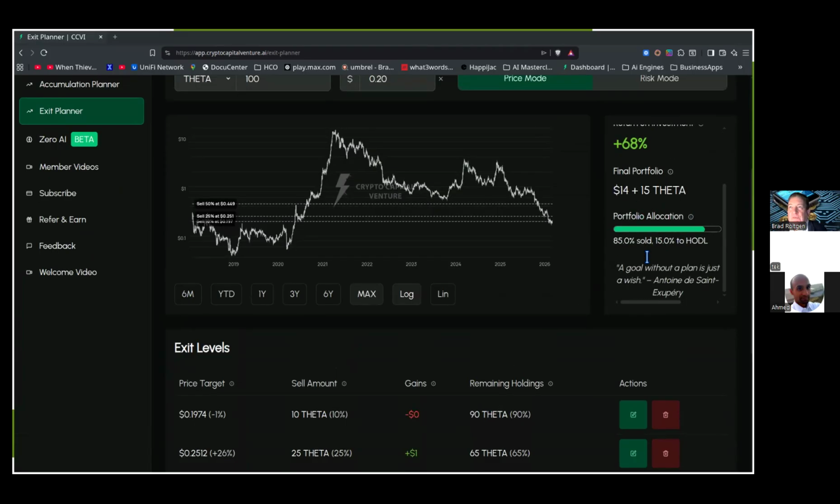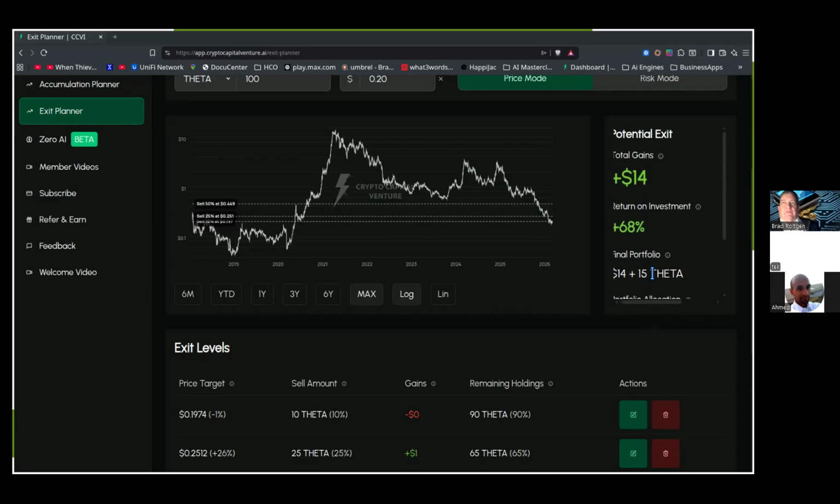But it does give you portfolio allocation. 85% sold, 15% of buyers actually hold. A goal without a plan is just a wish. Oh, okay, that's interesting. So that's overall. Of the people that have ever bought Theta, 85% of them have sold and only 15% are holding out.